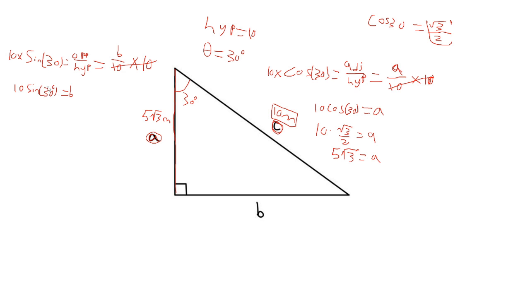Sine of 30 is another one you're going to want to remember, but sine of 30 is equal to 1/2. Alright? So we've got 10 times 1/2 is equal to B. 10 times 1/2, that's pretty straightforward. That's 5 is equal to B. So B is equal to 5 meters. And if you want, you can verify this with the Pythagorean theorem.